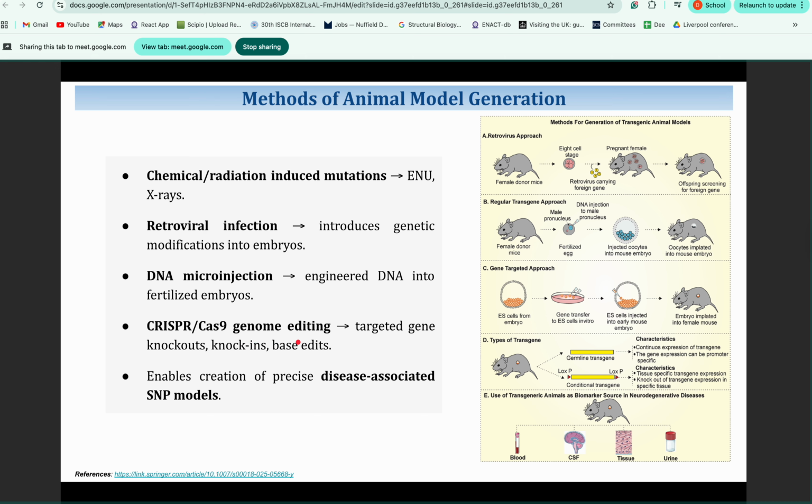Then CRISPR-Cas9 genome editing. So targeted gene knockouts, knock-ins and base edits can be performed using this genome editing tool, and it enables the creation of precise disease associated SNP models.